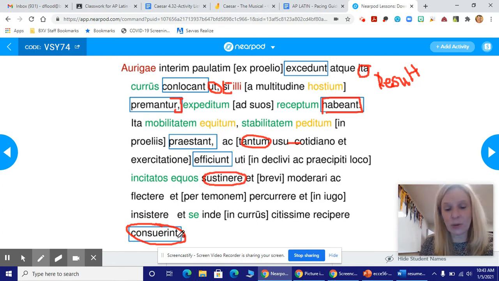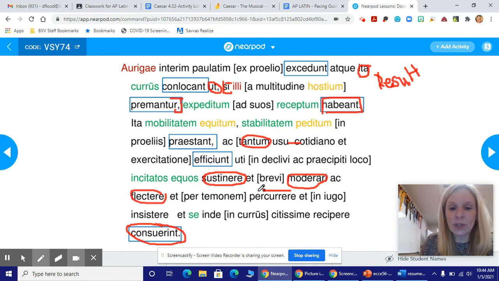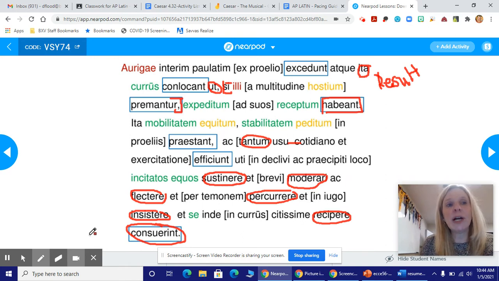So remember, you always have to work backwards. Here's your verb, and you're kind of going back in the sentence to find what you need. So just remember, it's not going to follow the English word order. So here are all your infinitives that you need. There's another one here, sistere. And these are all dependent on consuerint. They are accustomed to, even in a declivity, in a declining and steep place, they are accustomed to sustinere, to check their incited horses or to check their horses at full speed.